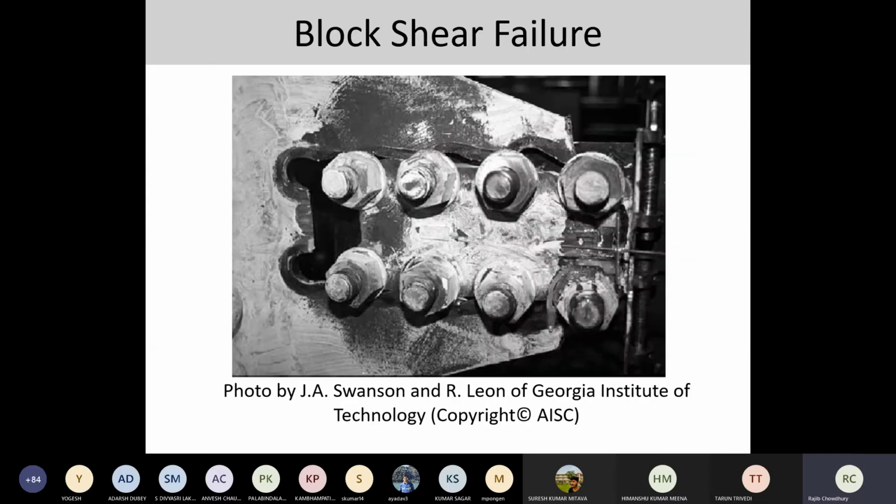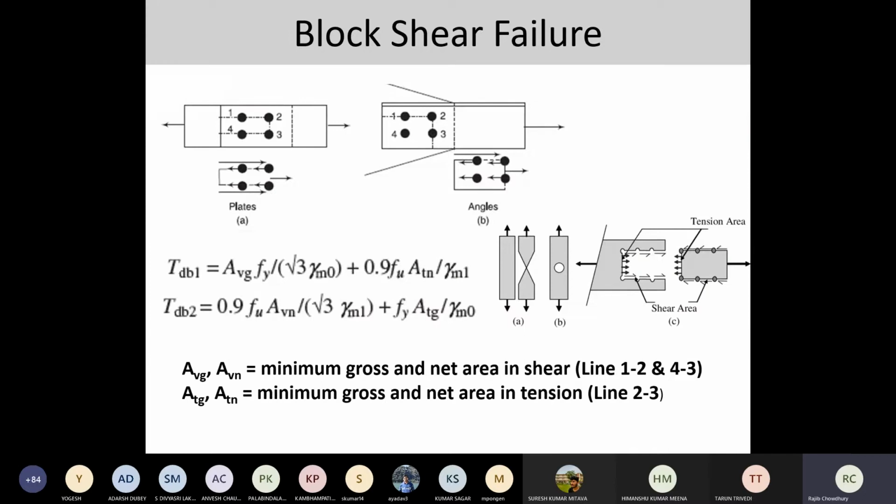And the net effective area, how do we calculate? I'll show you in the next few slides. The third failure mode is called the block shear failure. Block shear means the entire block of this connected part is getting out from the connection. It does not necessarily happen only when the bolted connection is there. It may happen in the welded connection also.